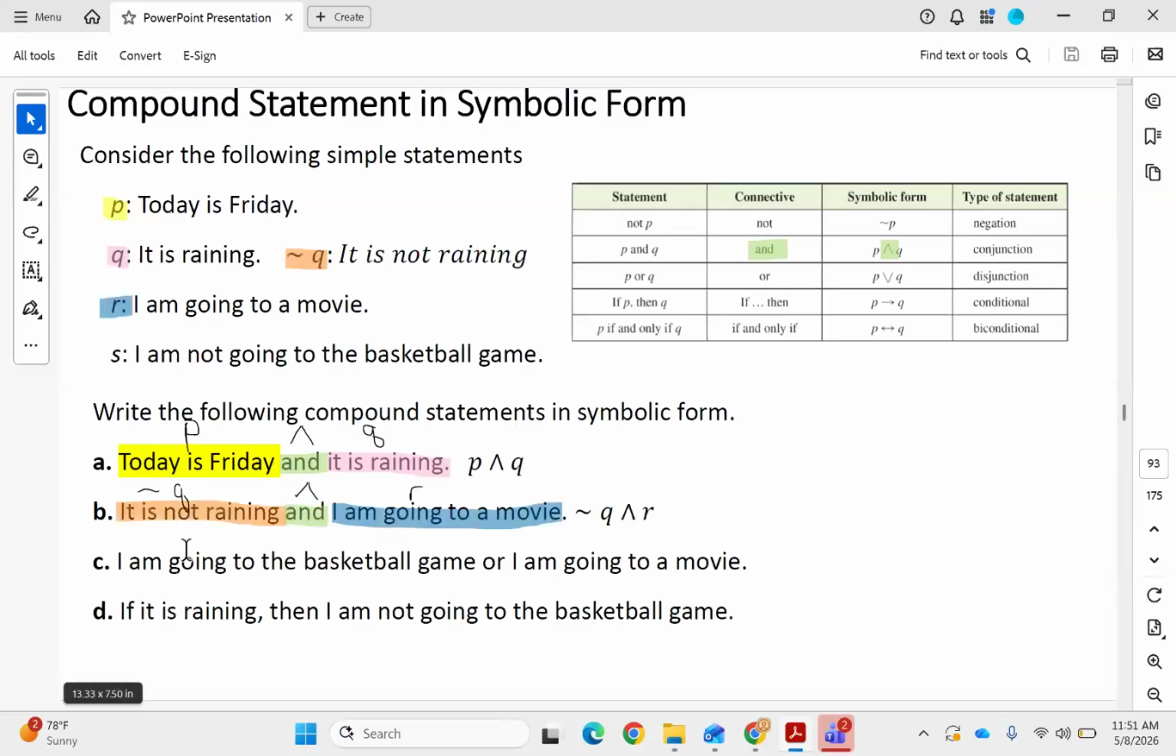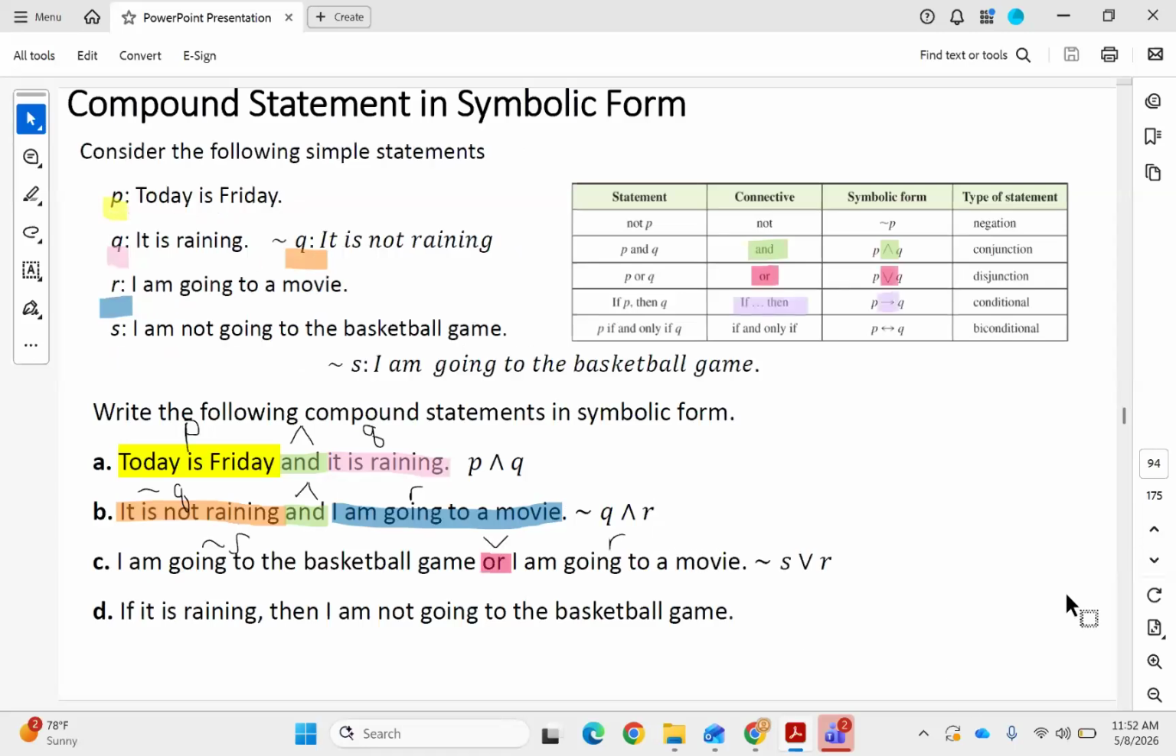On the next one, we have it is not raining. Well, it is raining is represented with the letter Q. The opposite would have that symbol, which I call the wiggle symbol. So not Q. We have the and, so put the symbol for the and again. On the right, we have I'm going to a movie, so that's R. So this whole statement is represented in symbols as wiggle Q, and, R.